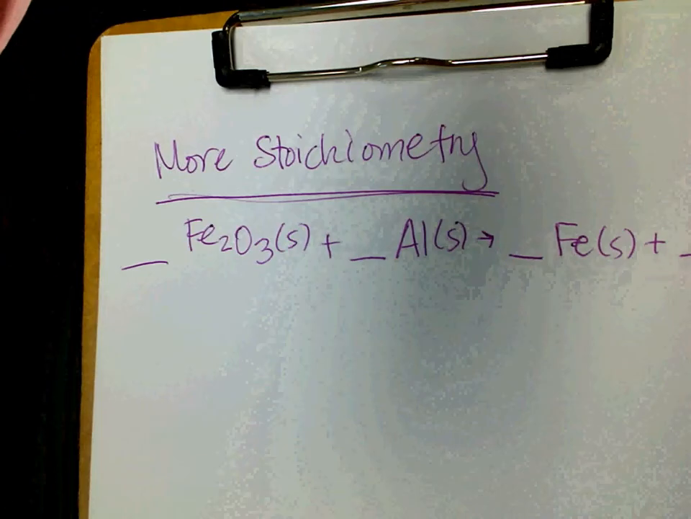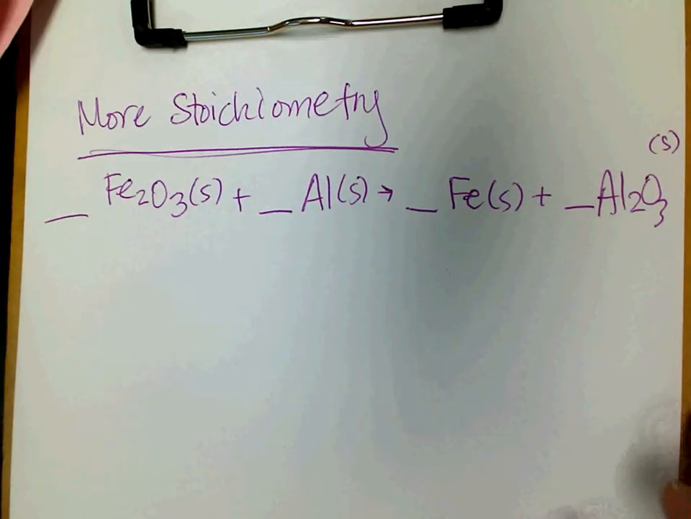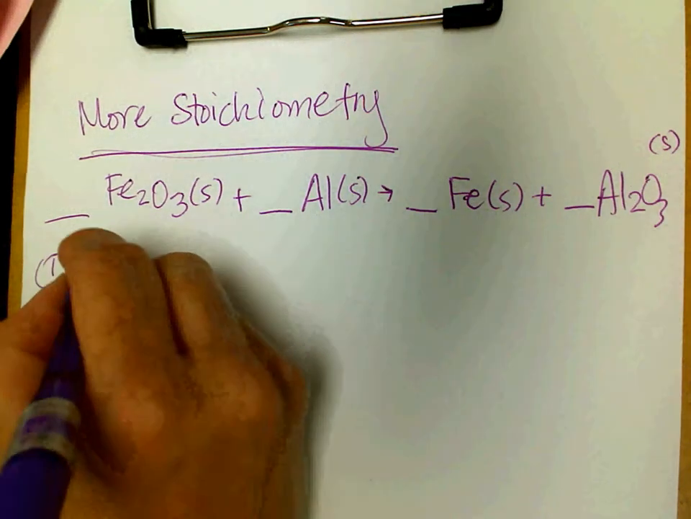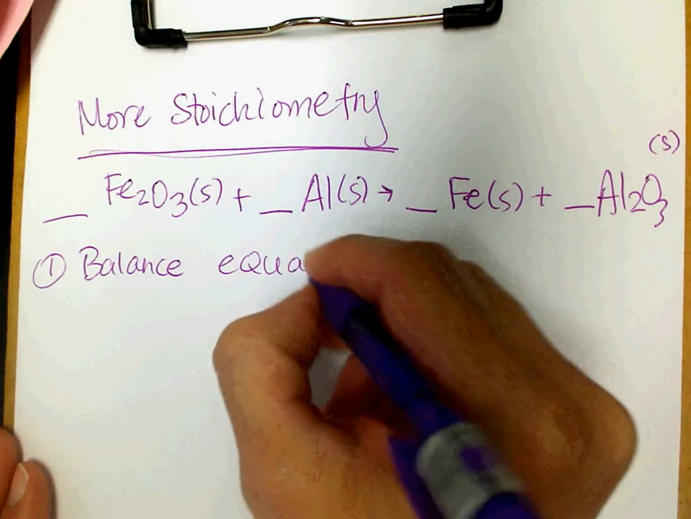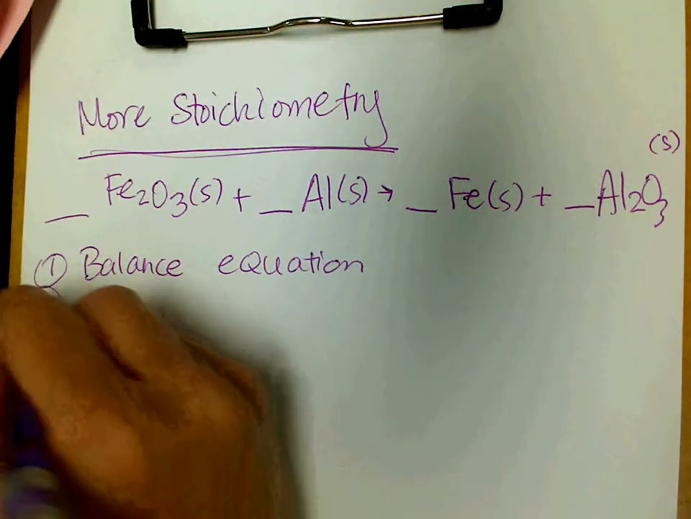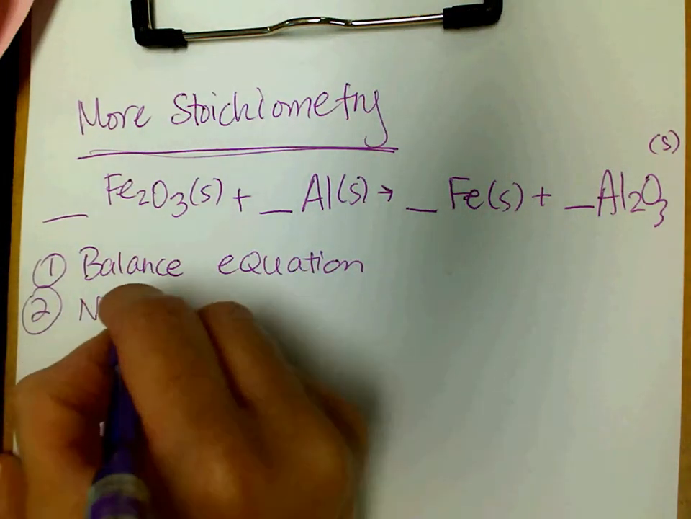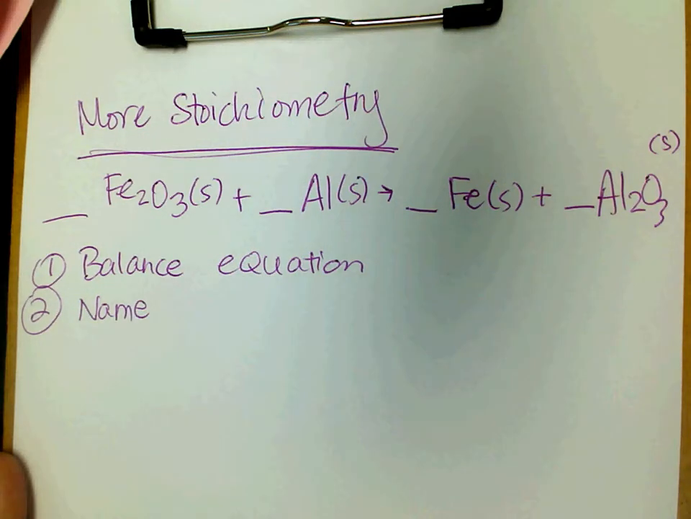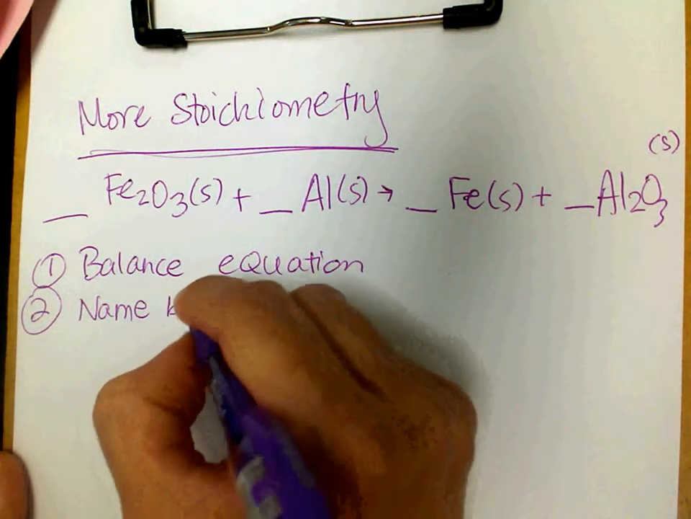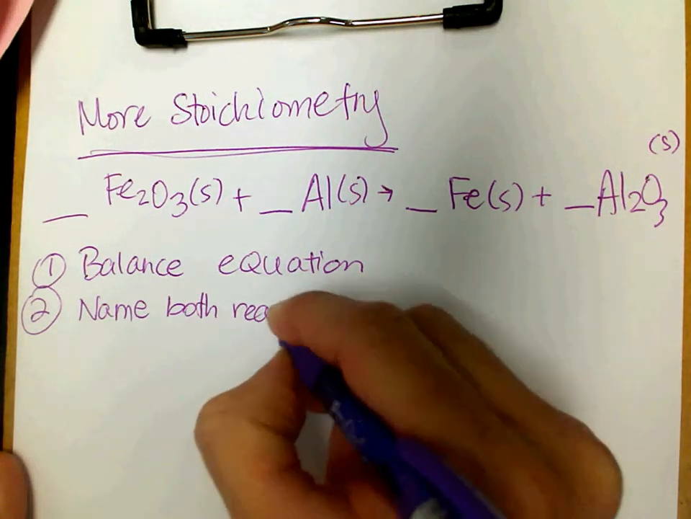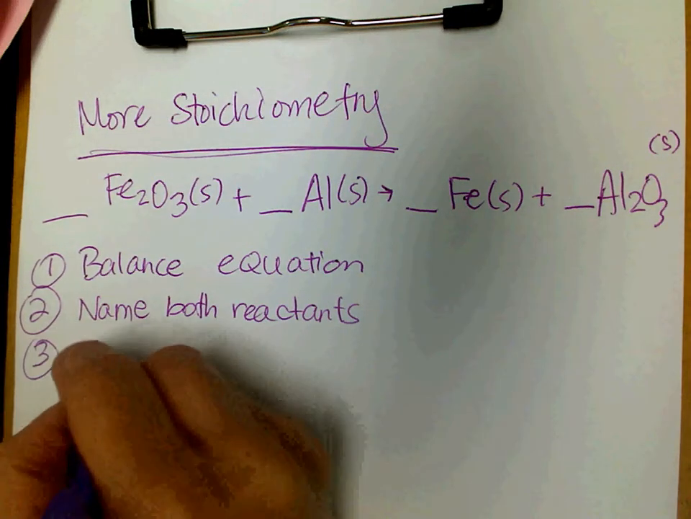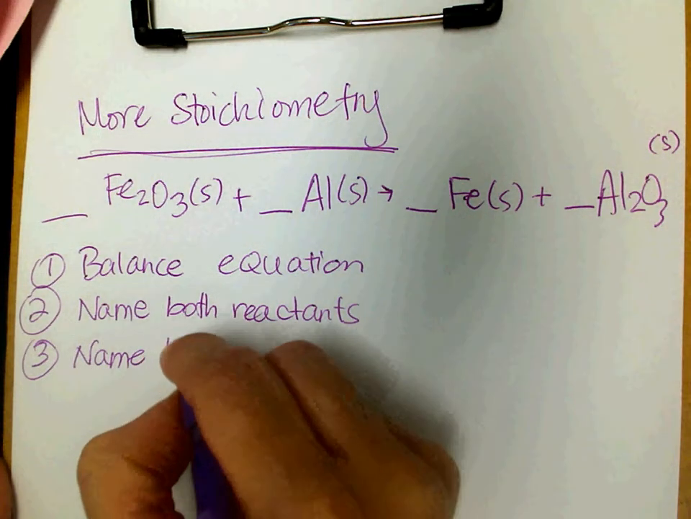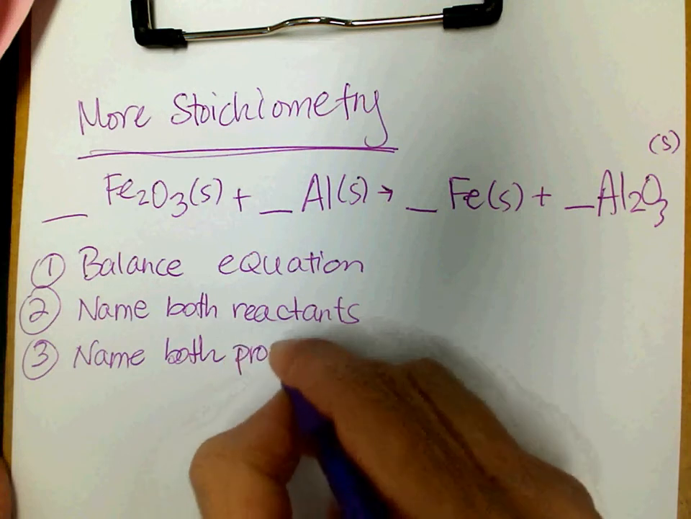Yes. All right, first thing we're going to do is balance the equation. You don't have to write that. Can you see now, Victoria? Okay. All right, name both reactants. Name both products.